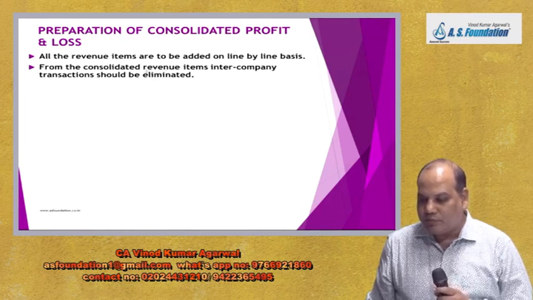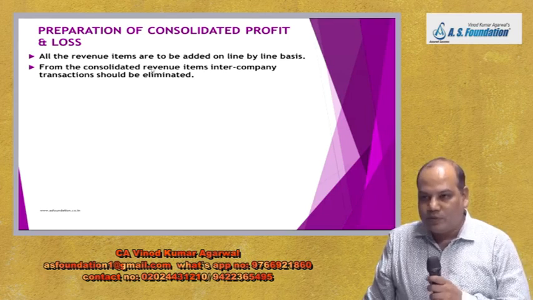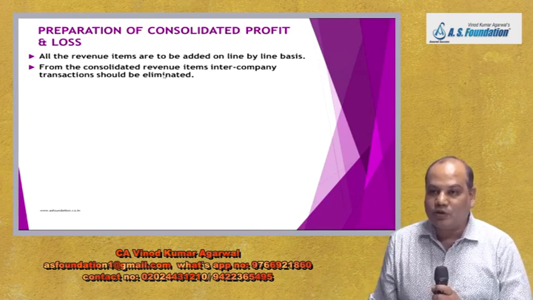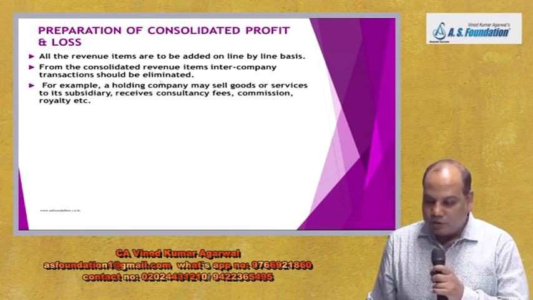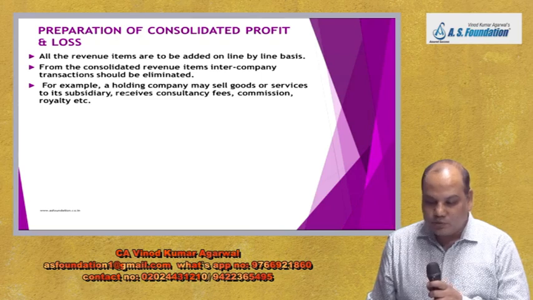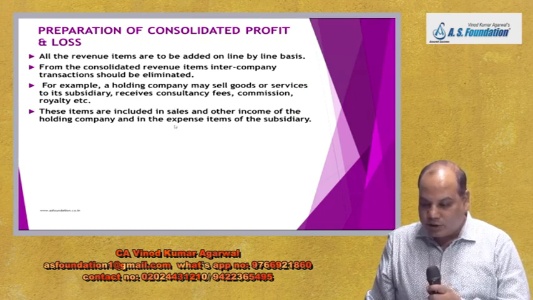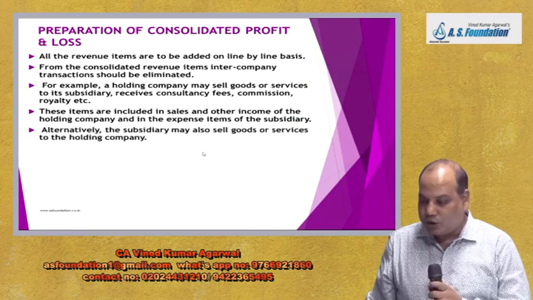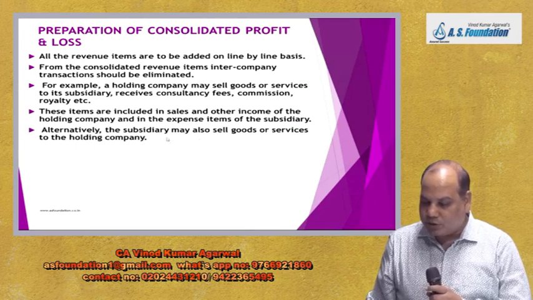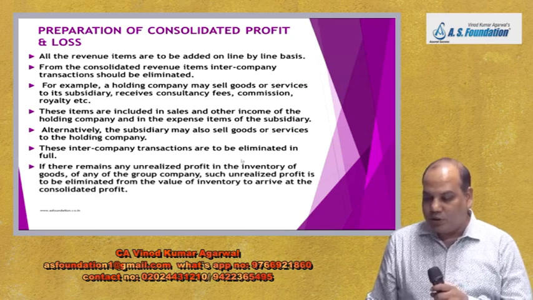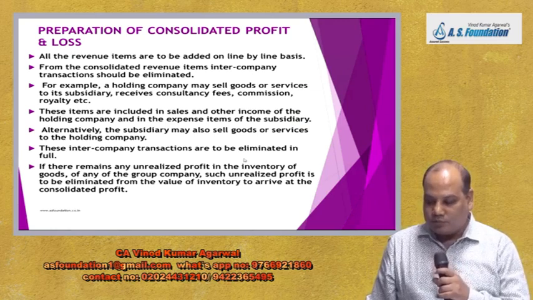Like in revenue side, sales from group company will be eliminated. Interest from group company will be eliminated. Dividend received from subsidiary, which will appear in the profit and loss of the parent, will be eliminated. Example I have written, holding company may sell goods or services to subsidiary, receive consultancy fees, commission, royalty, etc. These items are included in sales and other income of the holding company and in the expense of the subsidiary. So we'll have to eliminate it. Reverse can also be possible. Subsidiary may sell goods or service to parent company. These intercompany transactions are to be eliminated in full.